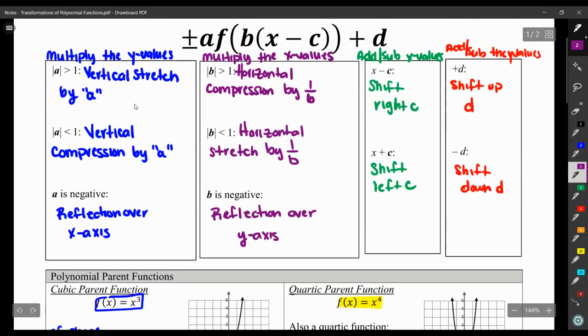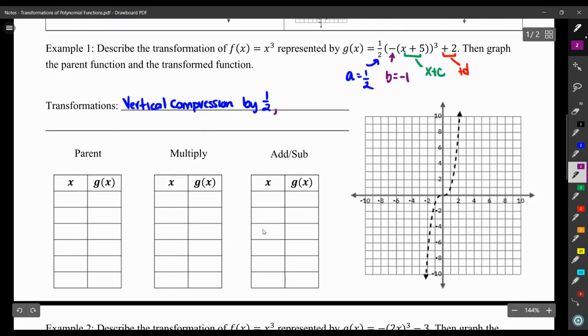Then the value of b is a -1. So look at our table. -1 does not fall in either one of these cases because -1 is equal to a 1. So there isn't a horizontal compression and there's not a horizontal stretch. What there is, though, is the fact that b is a negative. So that means there's a reflection over the y-axis. That's our second transformation.